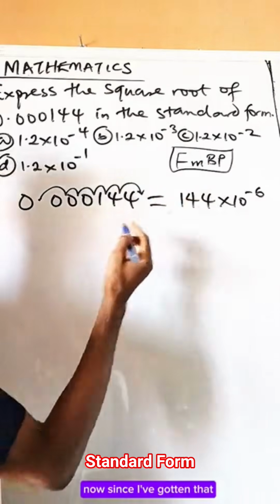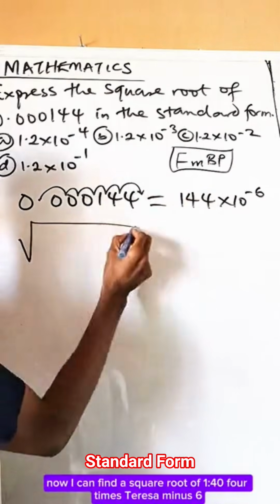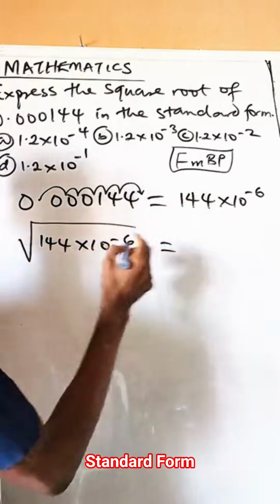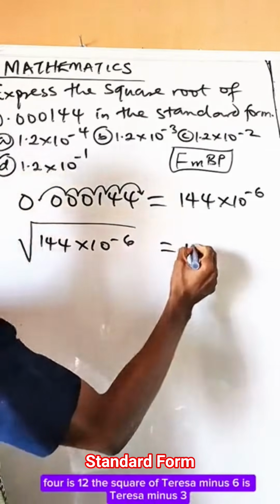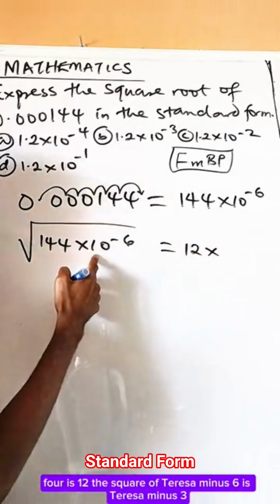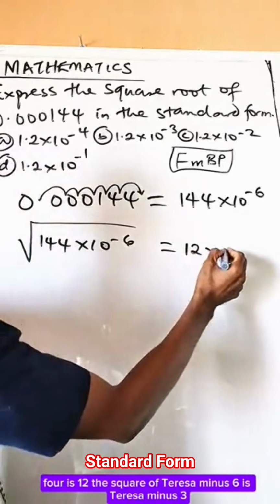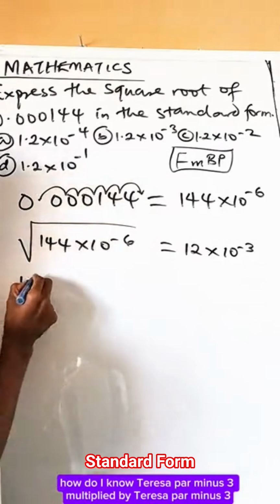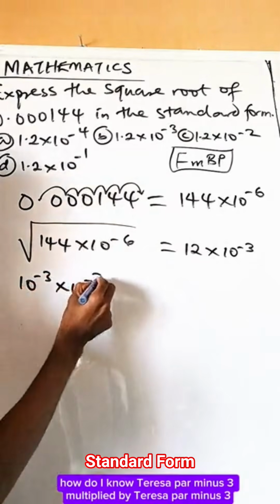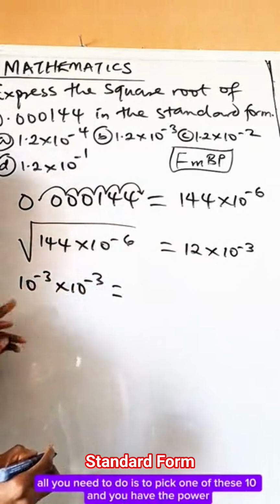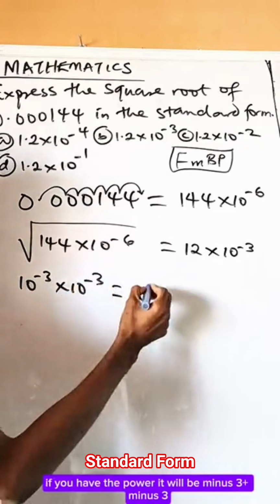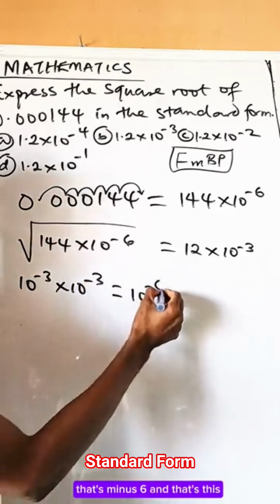Now, since I've gotten that, now I can find the square root of 144 times 10 raised to the power minus 6. The square root of 144 is 12. The square root of 10 raised to the power minus 6 is 10 raised to the power minus 3. How do I know? 10 raised to the power minus 3 multiplied by 10 raised to the power minus 3. All you need to do is to pick one of these 10 and you have the power. If you add the powers, it will be minus 3 plus minus 3, that's minus 6.